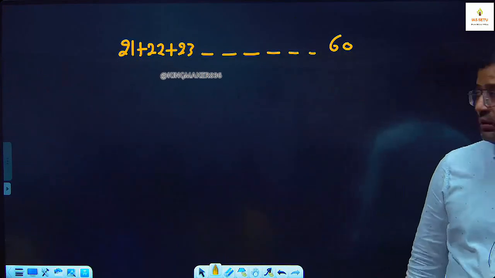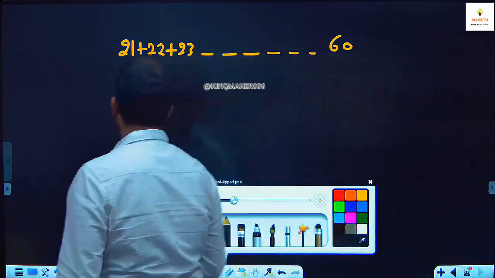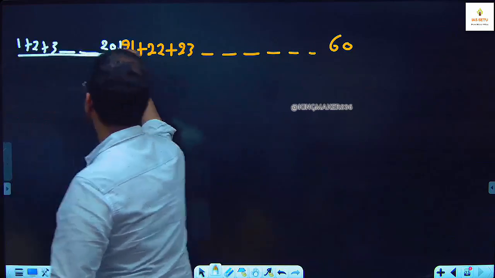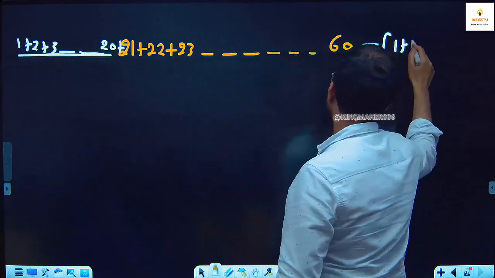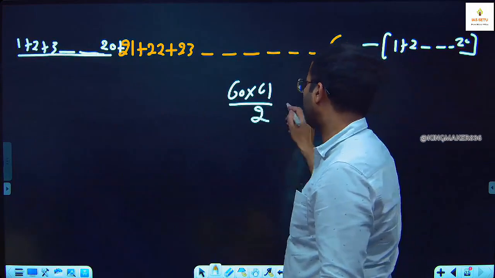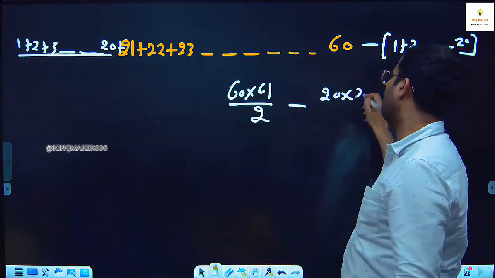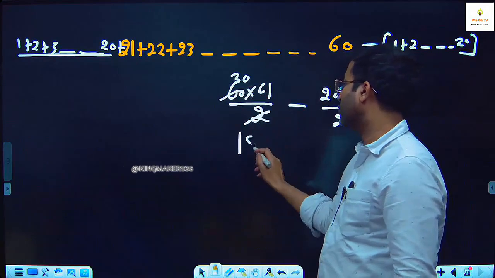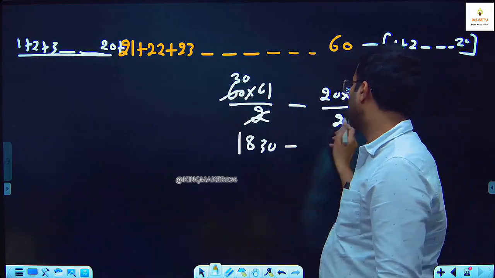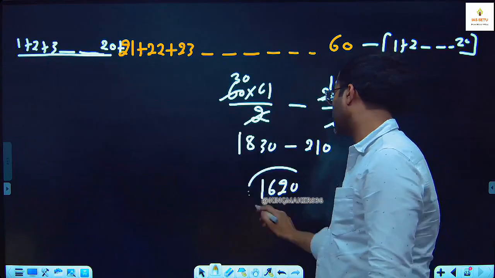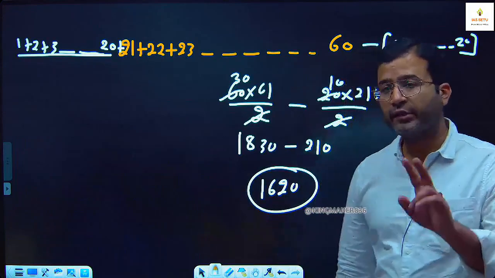Done. See what is missing. 1 + 2 + 3 up to 20 values are missing, and the same in the last, minus 1 2 20. So this is 60 into 61 divided by 2 minus 20 into 21 divided by 2. This is 61 into 30, 1830 minus 210. So what is your answer? 1620.